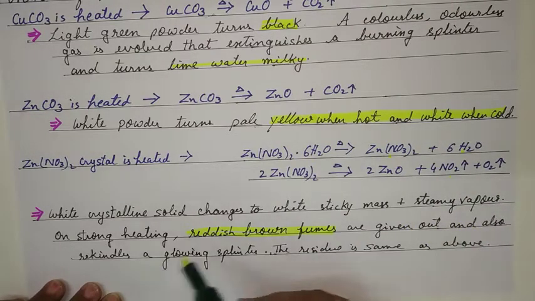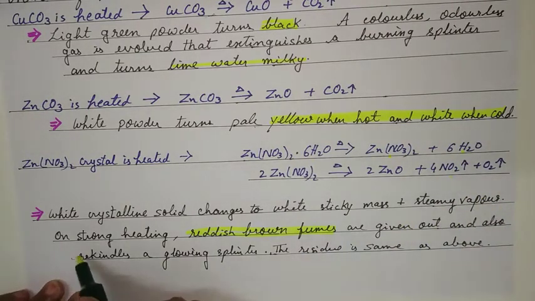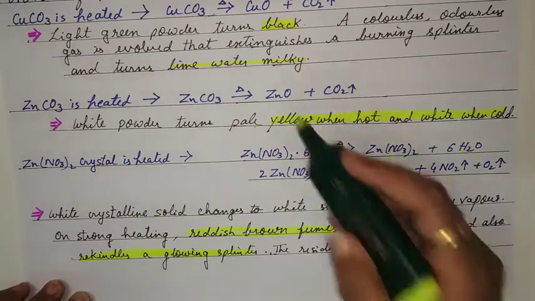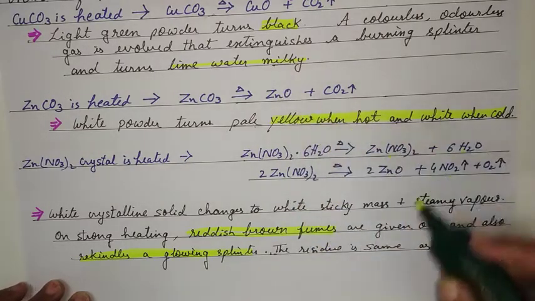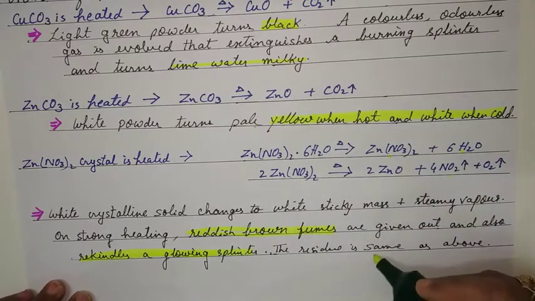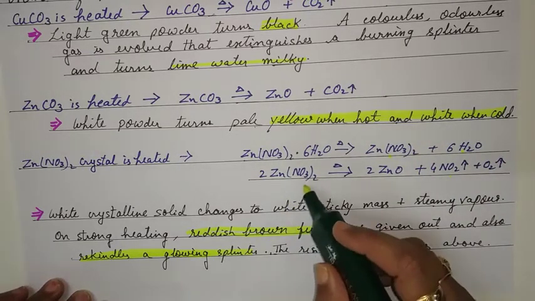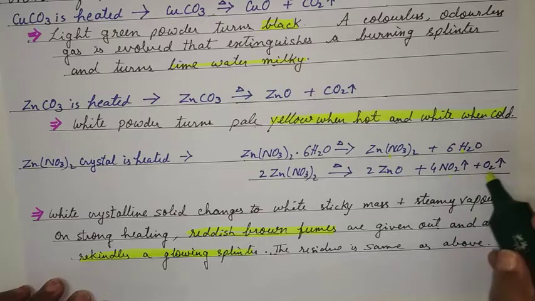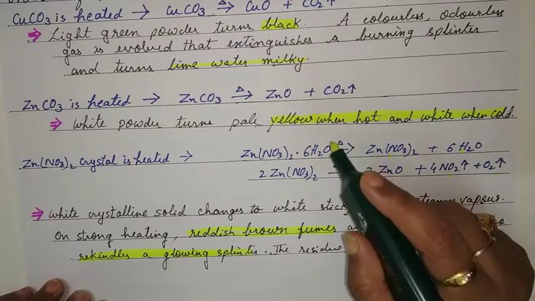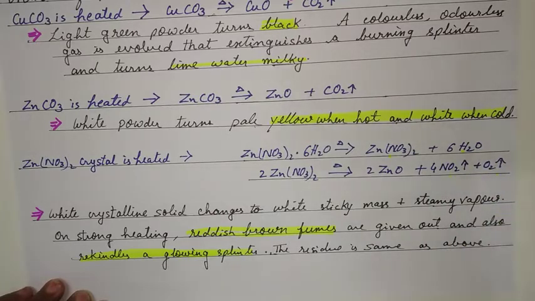And also another gas which rekindles a glowing splinter. What are we talking about? We are talking about oxygen. And the residue is yellow when hot and white when cold, because it is the same zinc oxide, so I have not repeated it again. So questions like this have got 3 products out, and you have to talk about the identification or the observation of all the 3 if noticed.